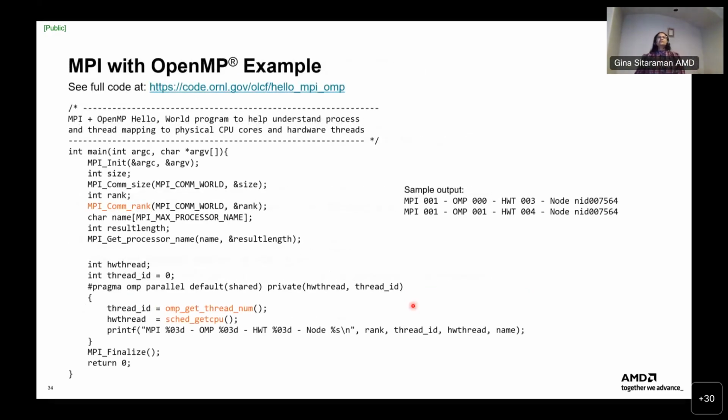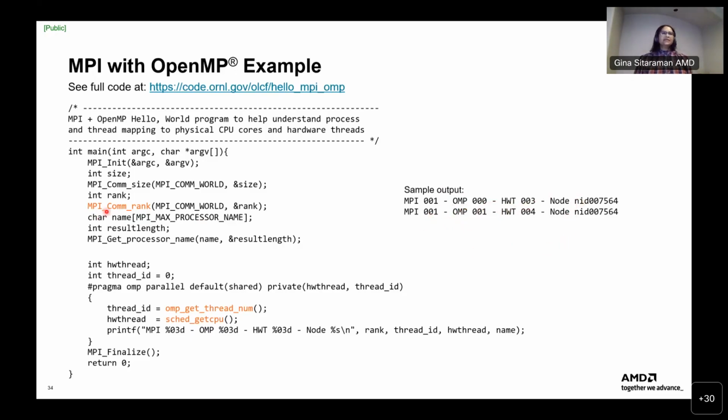So in the case where we have multiple MPI ranks with OpenMP multi-threading on the CPU, this is the example code that we are going to use. I just want to point out a couple of things here. On the right, we see the output that this program produces. We use this code to verify whether we got the right binding. We want to know what MPI rank we are running and which OpenMP thread is bound to which hardware thread.